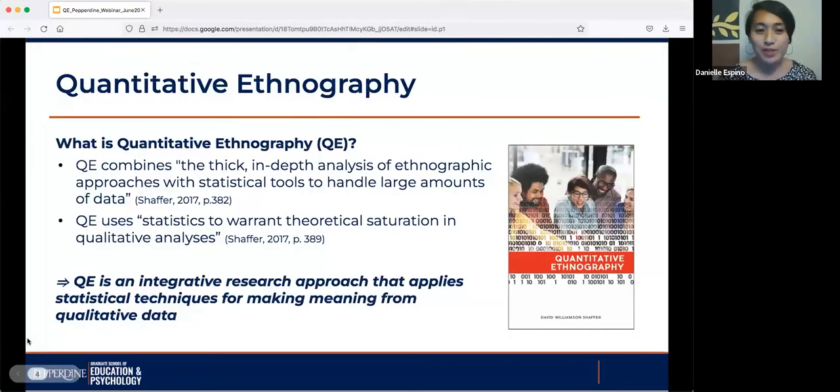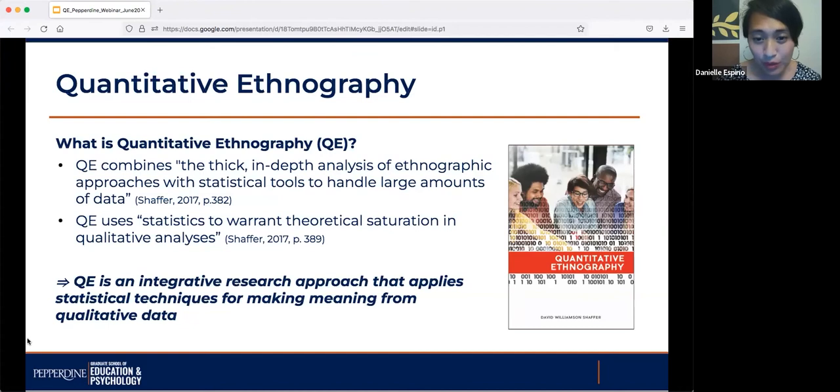So where this starts is 2017. This book comes out by David Shaffer, and essentially the essence of quantitative ethnography is applying quantitative techniques onto qualitative data. What are some examples of qualitative data? Feel free to put some in the chat, but qualitative data can be anything from interview data or social media posts, newspaper articles, anything that has words you can think of, that counts as qualitative data.